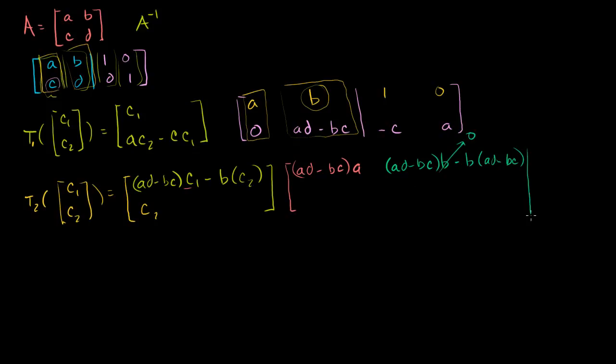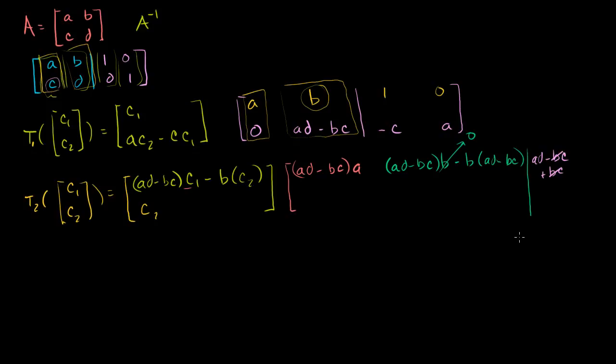And then we got to augment it. I want to make sure I don't run out of space. I should have started to the left a little bit more. So what's this guy going to be? Well, I'm going to have this guy times AD minus BC. Do it in pink. So you're going to have AD minus BC times 1, which is just AD minus BC, minus B times C2. So minus B times minus C, so that's plus BC. So 1 times AD minus BC minus B times minus C is equal to that. And you can immediately see that these two guys will cancel out.